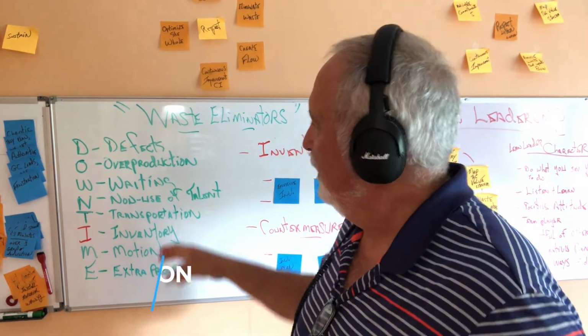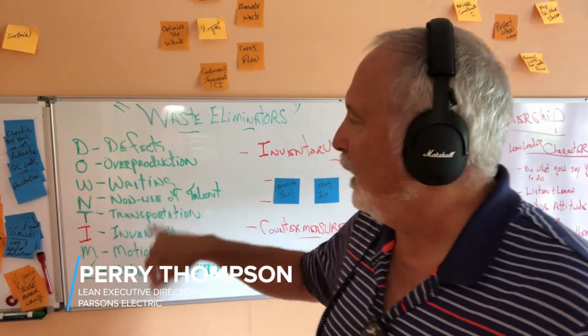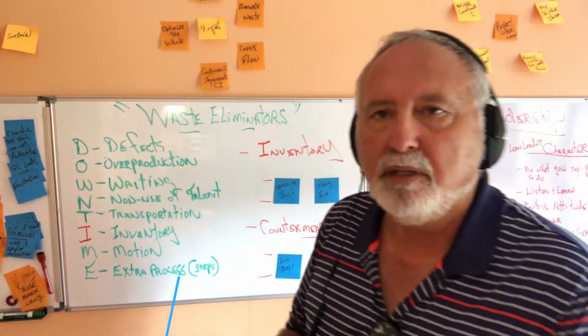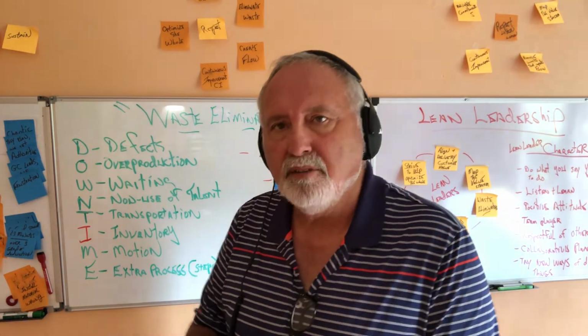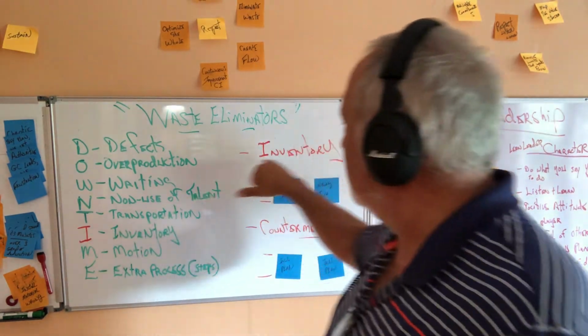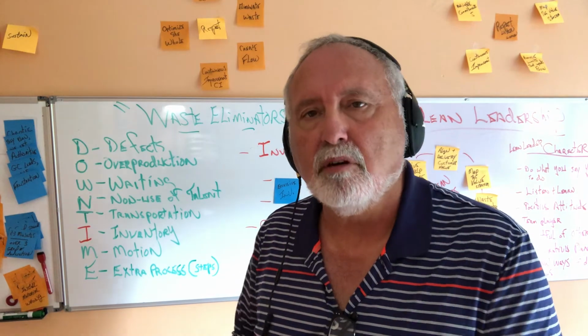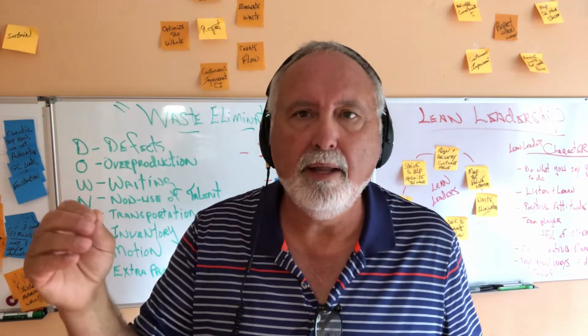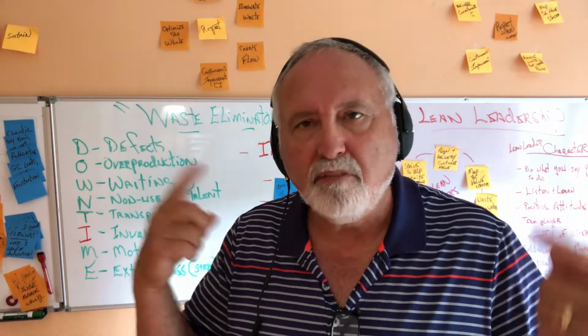Downtime waste, defects, overproduction, waiting, non-use of talent, transportation, inventory, motion, and extra process. Today we're going to talk about inventory. Why is that a waste? That's not intuitive. It seems like we should have inventory, and we need inventory. We don't want to not have something when we need it. So that's our general way of thinking about it today.